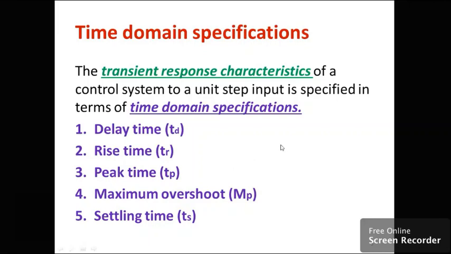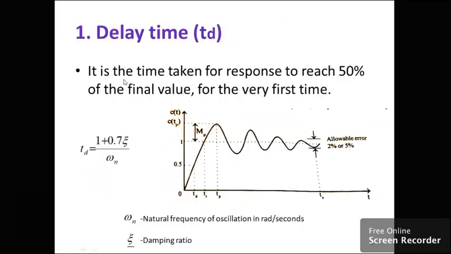Let us discuss individually. What do you mean by delay time? It is the time taken for the response to reach 50% of the final value for the very first time. So this is the response of a second order underdamped system. Now you can see what is a delay time. Delay time is the time taken to reach 50% of the final value. This is the position of the delay time. I can point out the delay time from the graph.